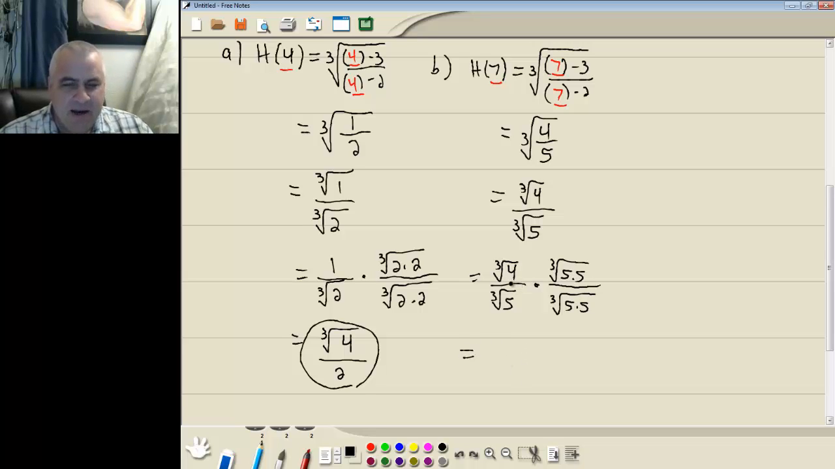Okay. Well, up on top, multiplying these together, 5 times 5 is 25, times 4 is 100. So we'll have the cube root of 100 over, now on the bottom, the index is 3, we got 3 5's. So that just gives us a single 5. And that's our answer.